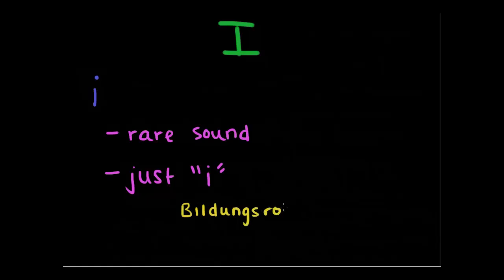Bildungsroman. I really like this word. Here, I for the Bildungsroman. Another example is Scherenschnitte. We'll learn when we do the consonant videos why there's SCHs and double T's and all that, but focusing on the vowels, we see that I represents the I sound in this word, Scherenschnitte.